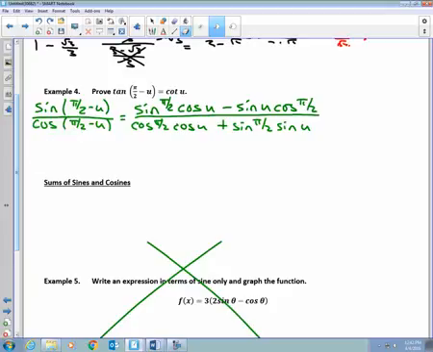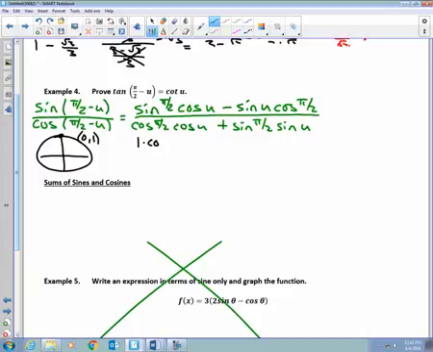All right. Now, I don't know the exact value of sine of u or cosine of u, but I do know the exact value of sine and cosine of pi over 2. If you take pi over 2, okay, pi over 2 is 90 degrees. What is the coordinate right there? 0, 1. Which value is cosine? The x value. Which value is sine? The y value. So therefore, sine of pi over 2 is 1. So you have 1 times the cosine of u.